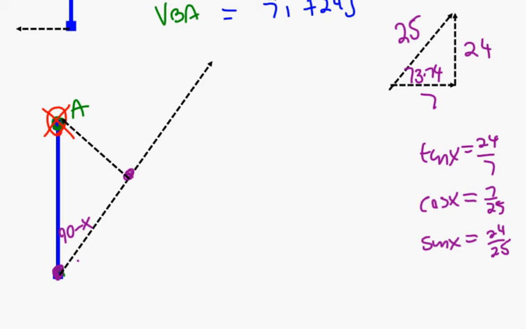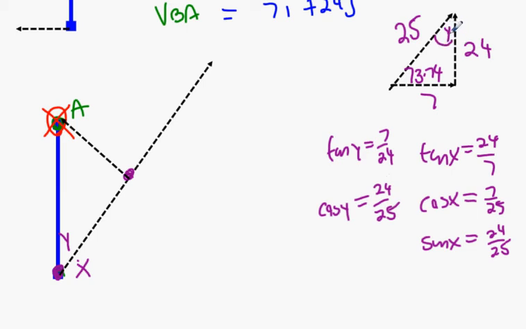So I'm just going to use a new letter. I'm just going to call it angle Y. If that's angle X, that's angle Y. So therefore tan Y will be what? 7 over 24. Cos Y will be 24 over 25. Because if that's angle X, that's angle Y. And then sin Y will be 7 over 25.